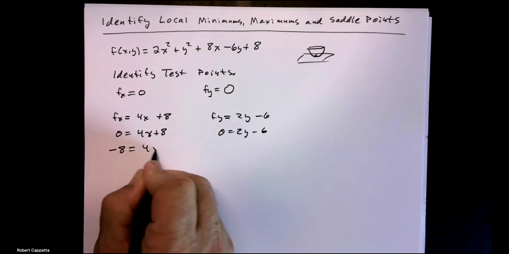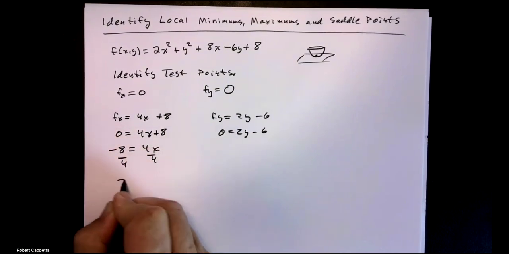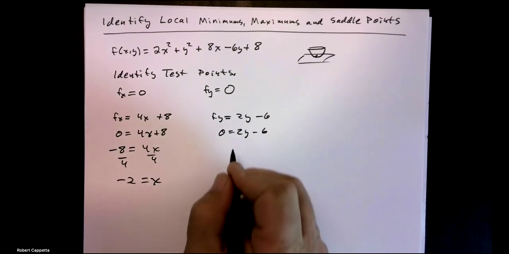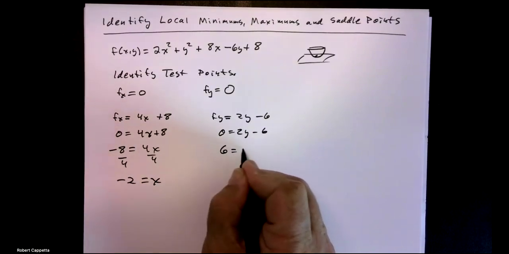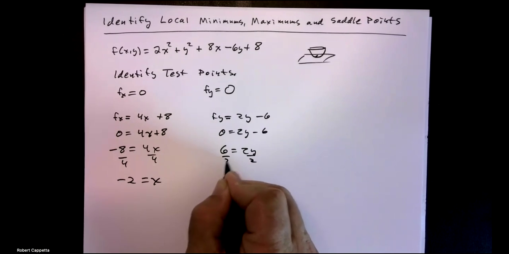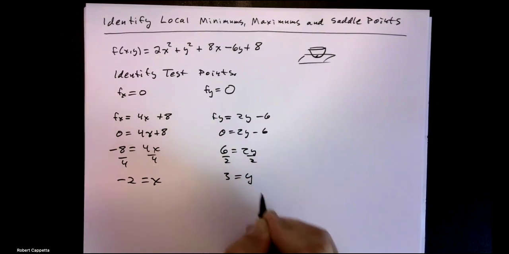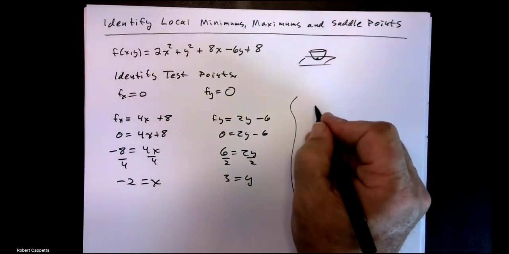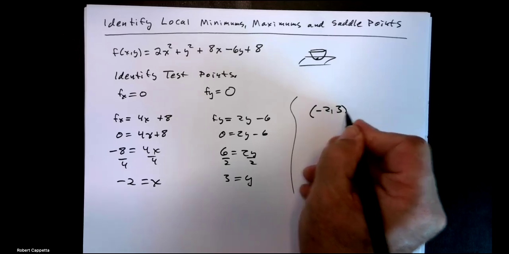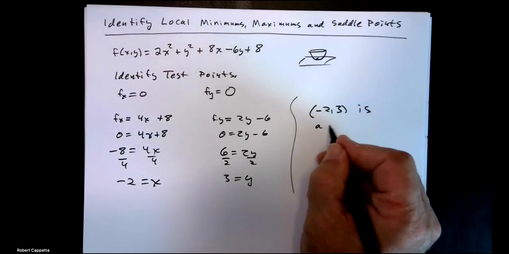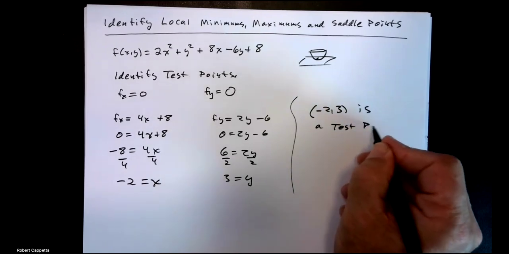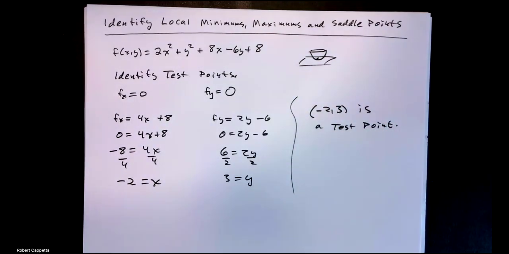So negative 8 is 4x, dividing by 4, we get negative 2 is x. Over here, 6 equals 2y, divided by 2, 3 equals y. So what does that leave me? Negative 2, 3 is a test point. It's the only one we have. So it's our only candidate for a minimum, a maximum, or a saddle point. So let's collect the information we have to determine whether that point will be a min, max, saddle point, or possibly none of the above.